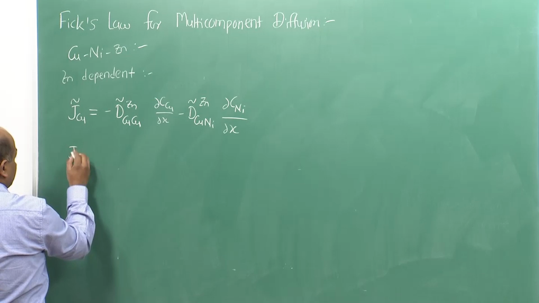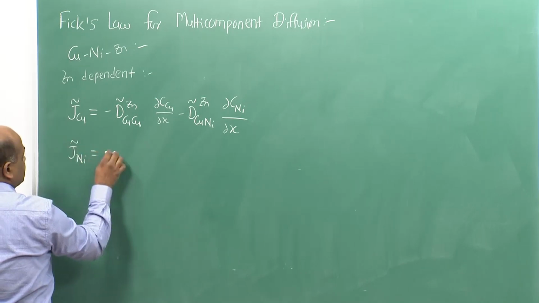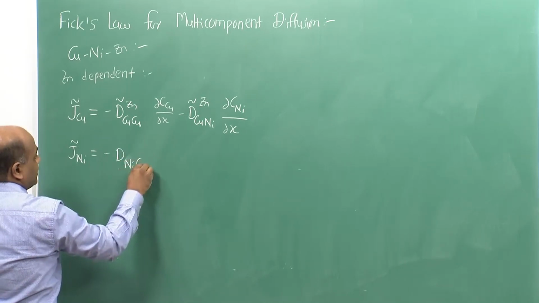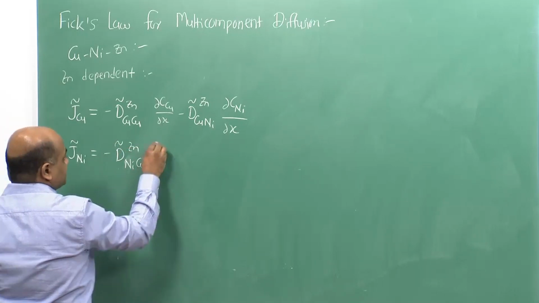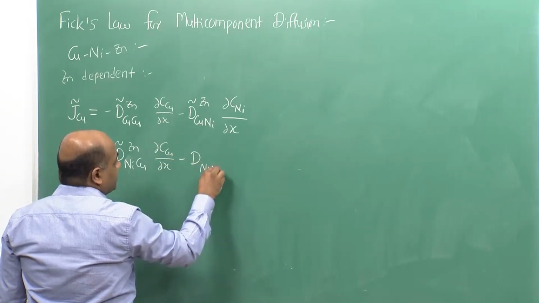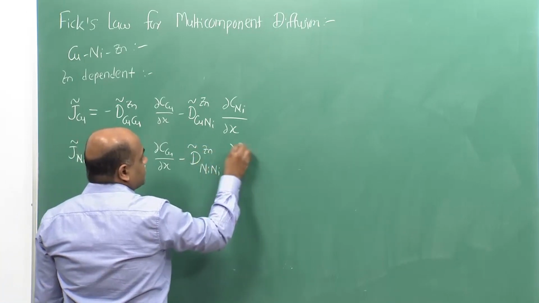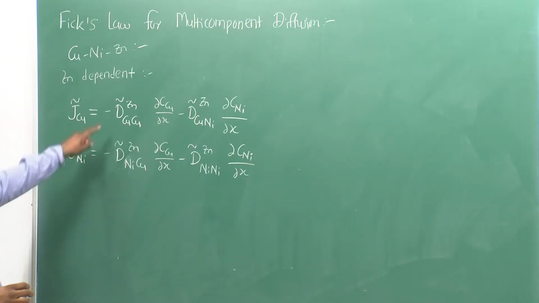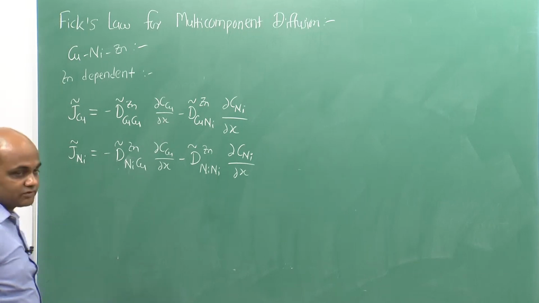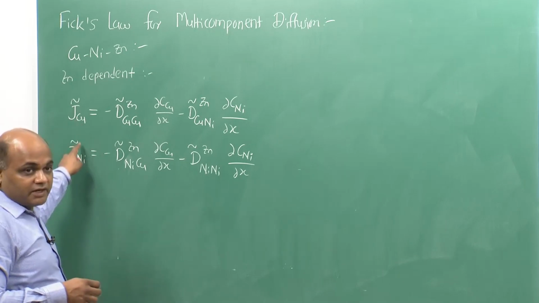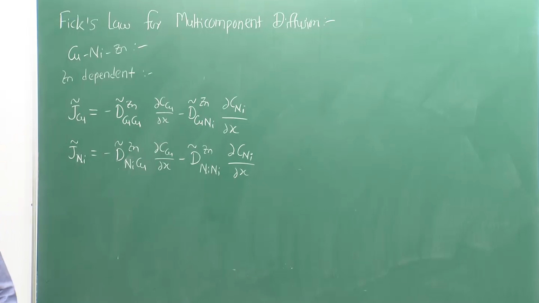and J nickel tilde should be minus D nickel copper, zinc superscript, ∂C copper by ∂x, minus D nickel nickel tilde zinc ∂C nickel by ∂x. So, I have 4 interdiffusion coefficients in a ternary system, right. So, n minus 1 square, 3 minus 1 is 2, 2 square is 4, because there are 2 independent fluxes and 2 independent concentration gradients.